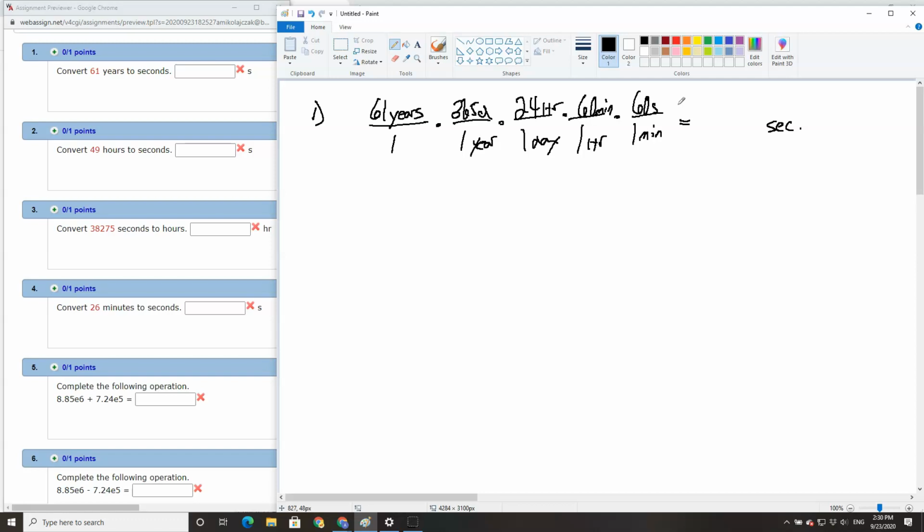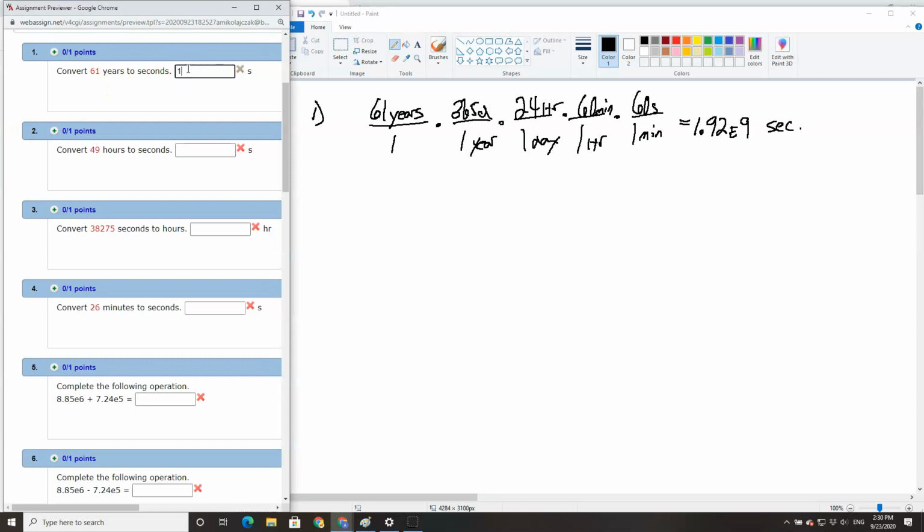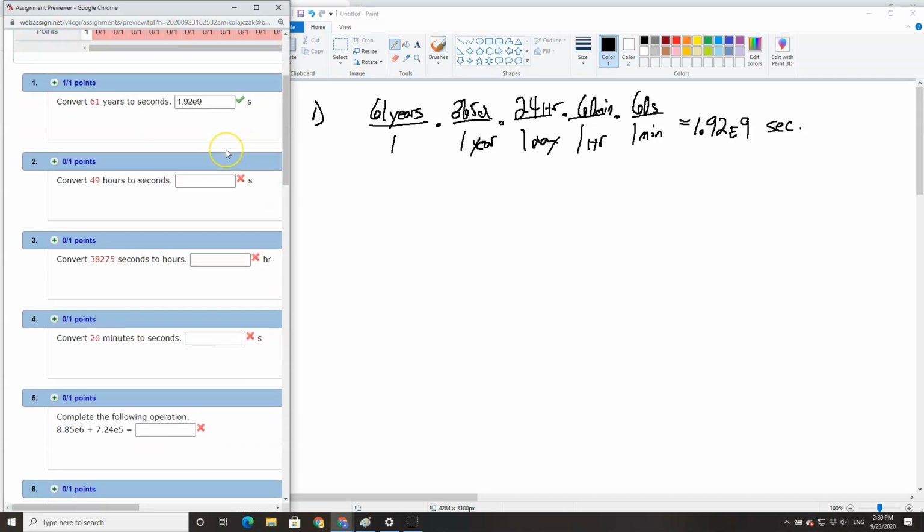So we'll go 61 by 365 by 24 by 60 by 60. And I will end up with 1.92 billion. So 1.92 e to the ninth. It's 1.92 times 10 to the ninth. So 1.92 e9. Number one's good.